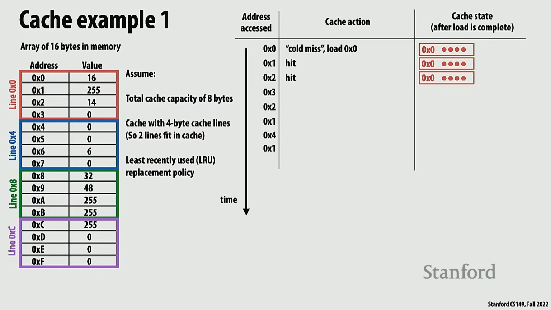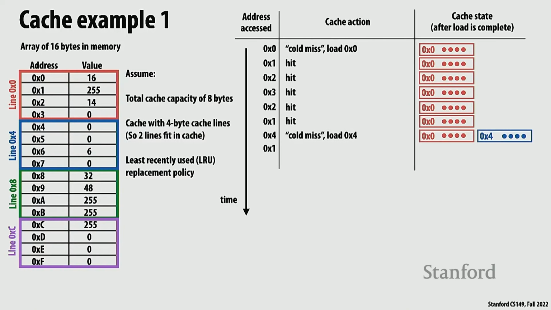And the same is going to happen for 2, 3, and then what happens if I go back to 2? We're good. It's another hit. 1, another hit. 4, don't have that. That's got to get brought in. And now my cache in this example has capacity for 2 lines, so we'll just put that other thing in. When I go back to 1, what happens?